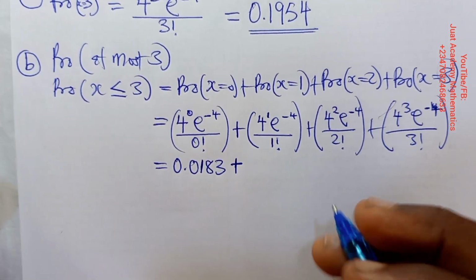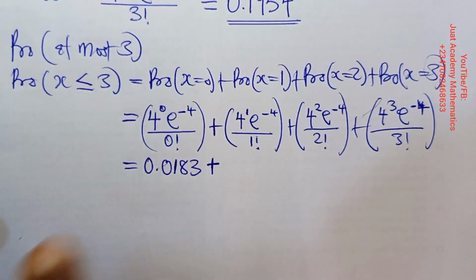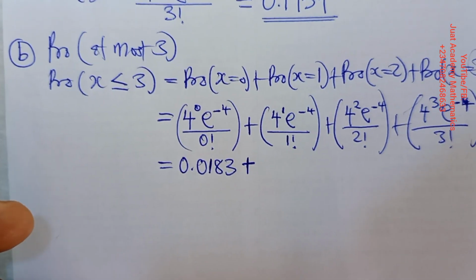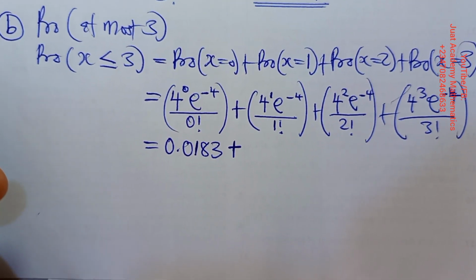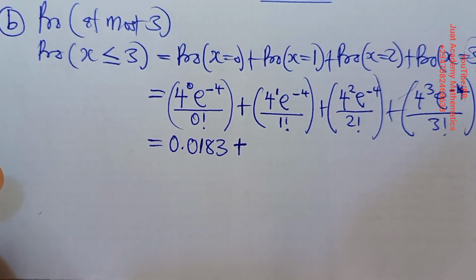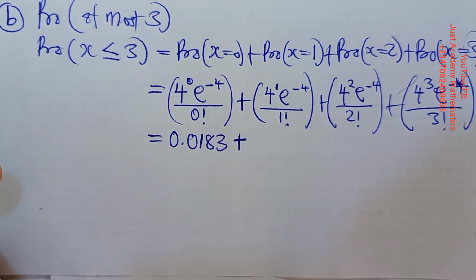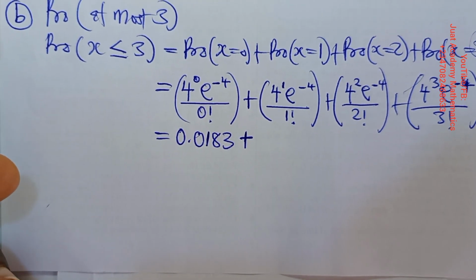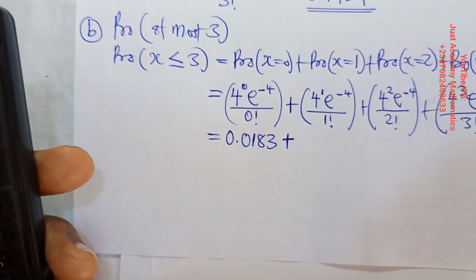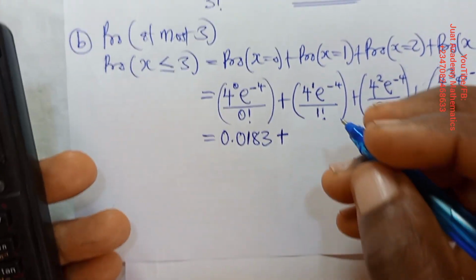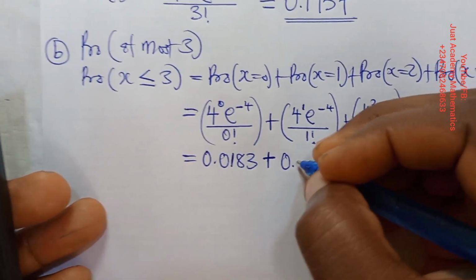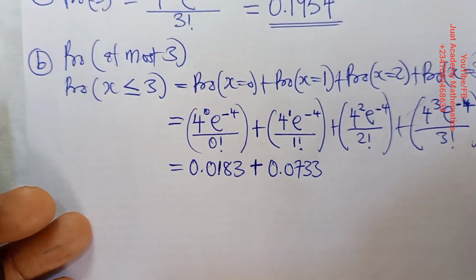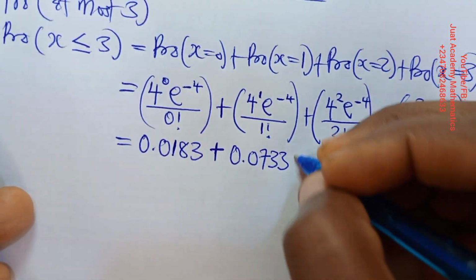Plus, let's take on the next one. 4 raised to the power of 1 is 4. So let's take on the other part first: e raised to the power of minus 4 times 4, divided by 1 factorial. 1 factorial is still 1, of course. So we're going to have 0.0733.